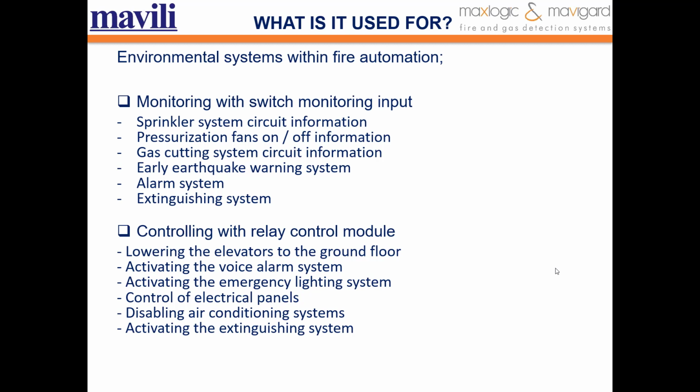On the other hand, controlling with a relay control module includes lowering the elevators to the ground floor, activating the voice alarm system, activating the emergency lighting system, control of electrical panels, disabling air conditioning systems, and activating the extinguishing system.